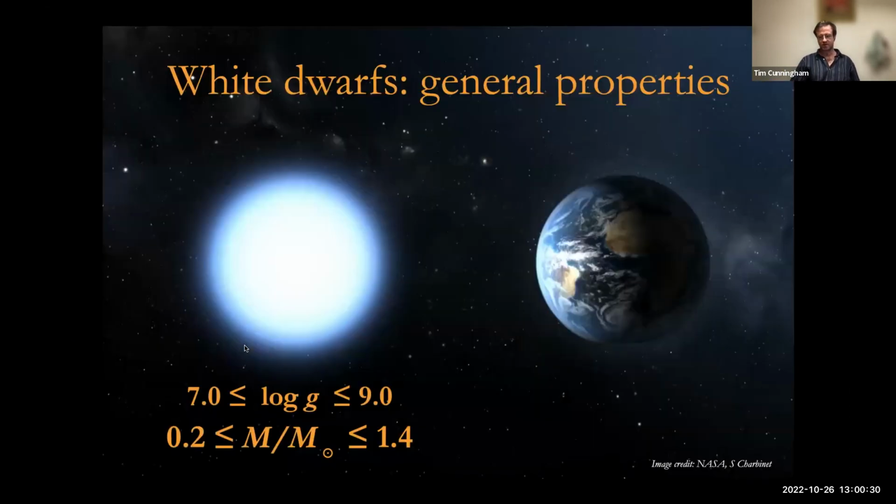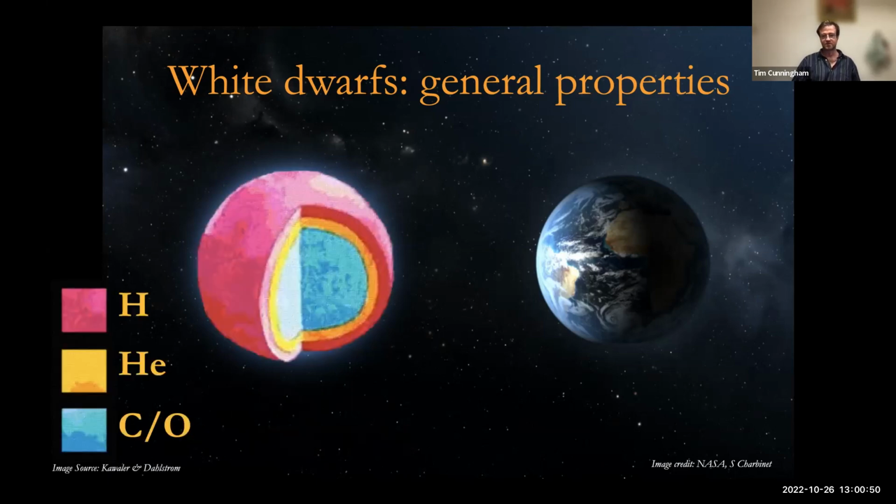Just a quick introduction as to what a white dwarf is. A white dwarf is the stellar remnant left behind at the end of stellar evolution for stars that have an initial mass of less than 8 solar masses. We can think of it as something like the mass of the sun and the size of the Earth. This leads to high surface gravities and fairly rapid elemental sedimentation.